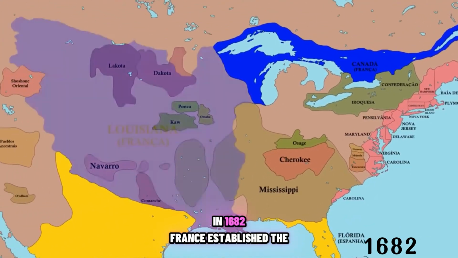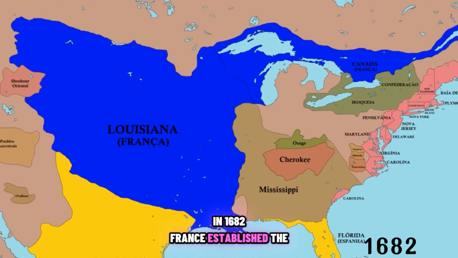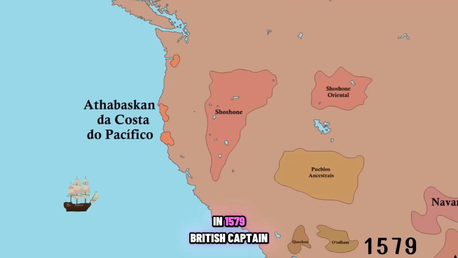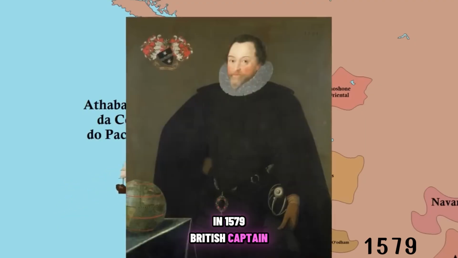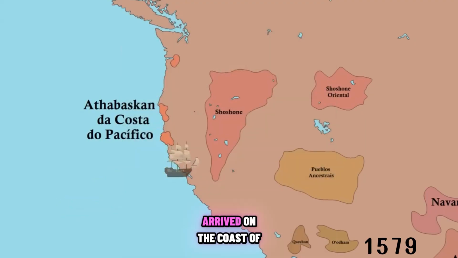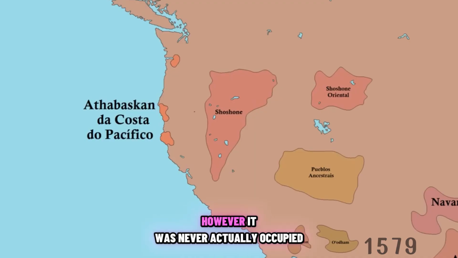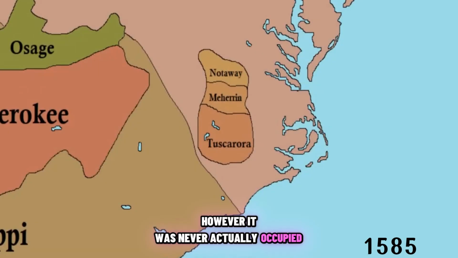In 1682, France established the Louisiana colony as an administrative region of New France. The colony covered vast areas of what is now the territory of the United States. In 1579, British Captain Francis Drake arrived on the coast of what is now California and declared the region as territory of the British Crown. However, it was never actually occupied.